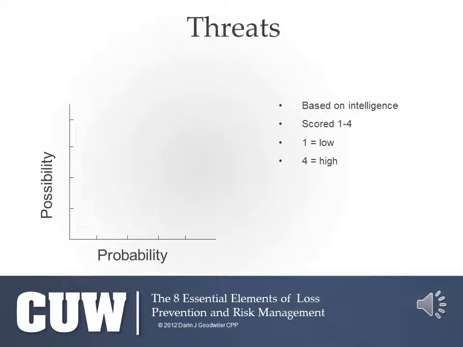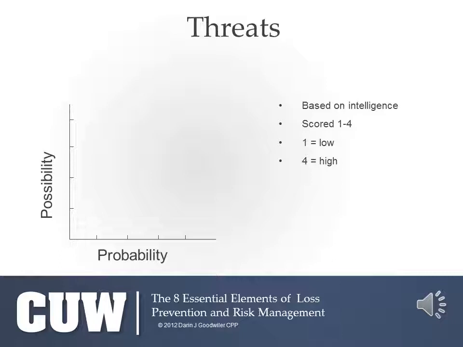So as I mentioned earlier, the formula is threats times vulnerabilities times impact of loss. So the first part of that is the threat. The threat score is measured by evaluating the probability or likelihood and the possibility or the adversary opportunity of an event from happening. The threat is based on the best available intelligence. The score is an average of the probability and the possibility. The graph is scored from 1 being low and 4 being high.